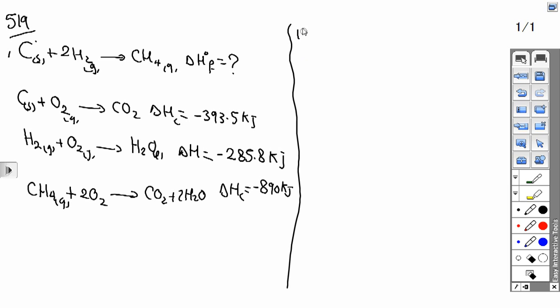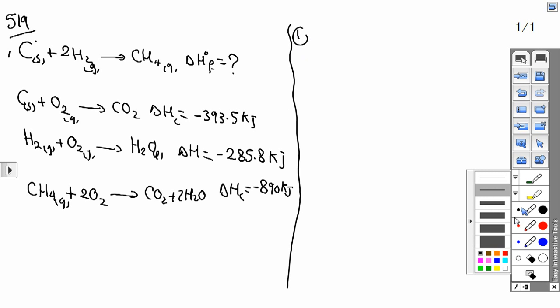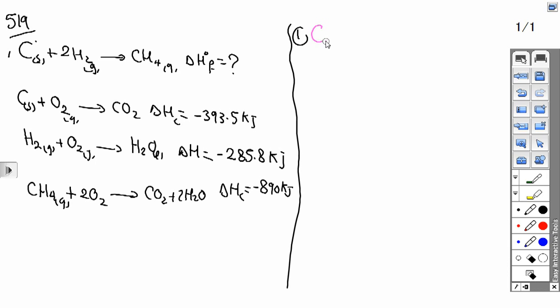The first equation: C solid plus O2 gas produce CO2, and delta H equals negative 393.5 kilojoule. The second equation contains H.